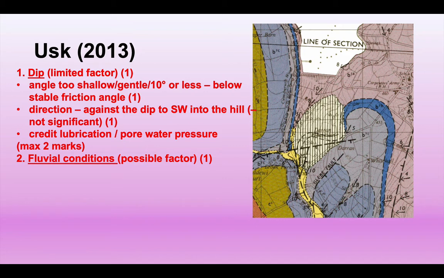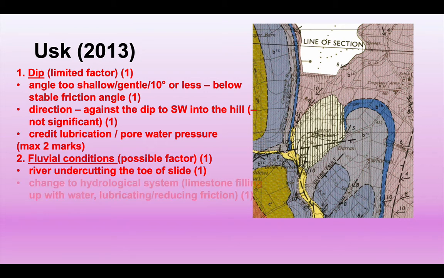We're also asked about fluvial conditions. What's actually going on with the river? We can see in this particular location, around the toe of this landslip, we've got a river. It's marked by that pale yellow alluvium deposit. Alluvium is river silt, a floodplain deposit. It could be a possible factor in that the river is undercutting the toe of this slide, the base of this slide, undermining it.